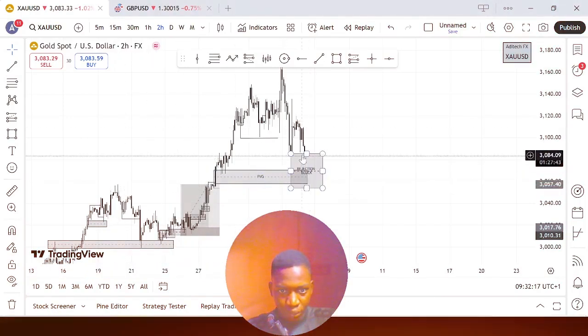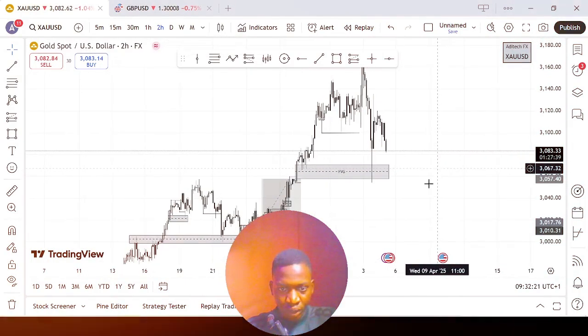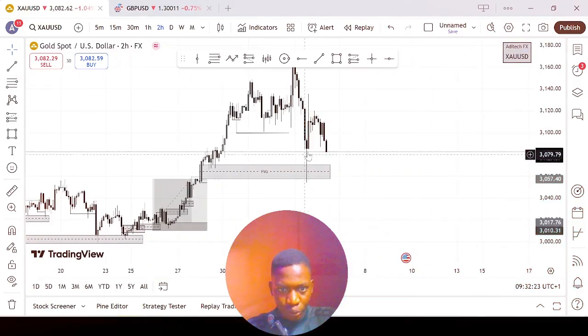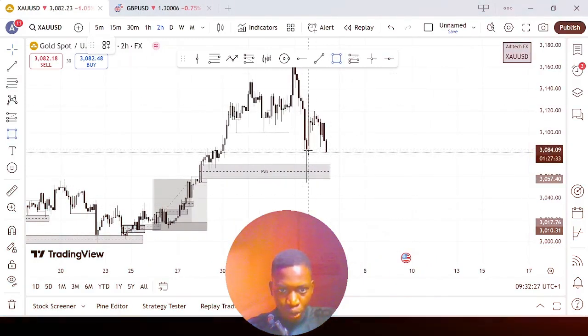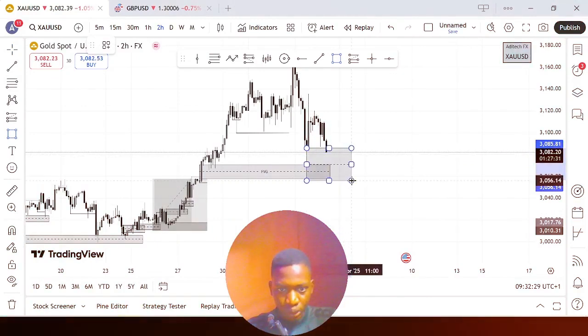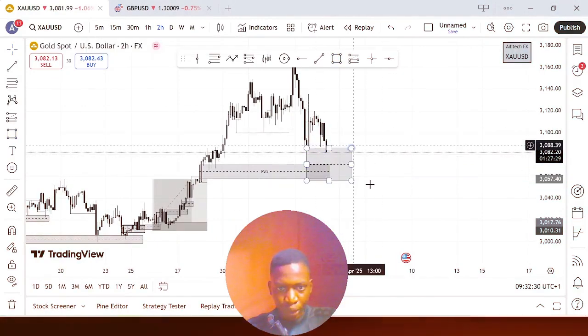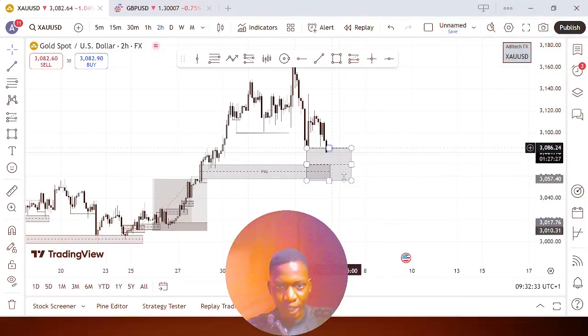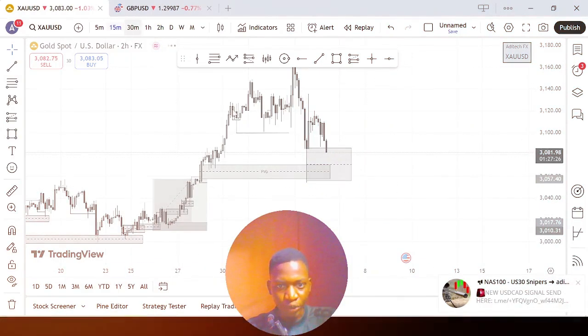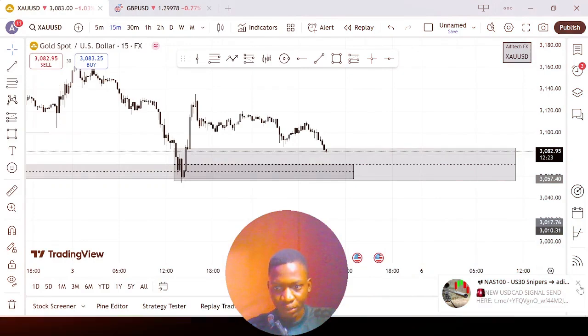So price came to mitigate it. Now anytime price mitigates a zone with this long wick, it is called a rejection block. So price tends to come back to it. Then once price comes back to it, we are going to find a market structure shift on the 15 minutes time frame or 30 minutes time frame.